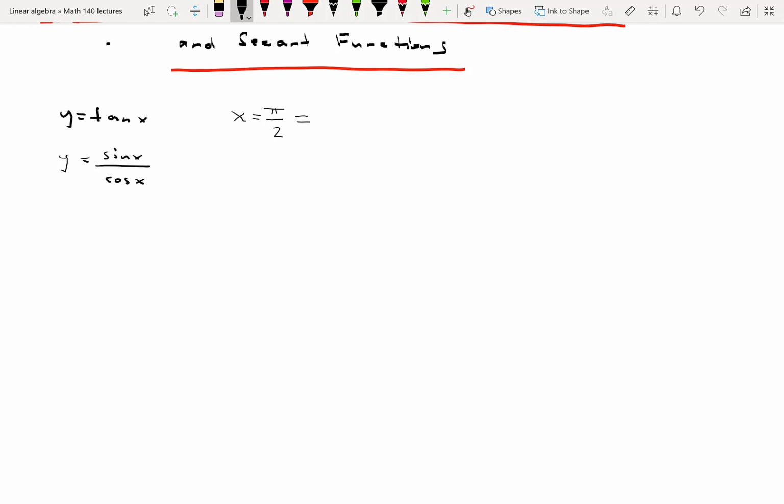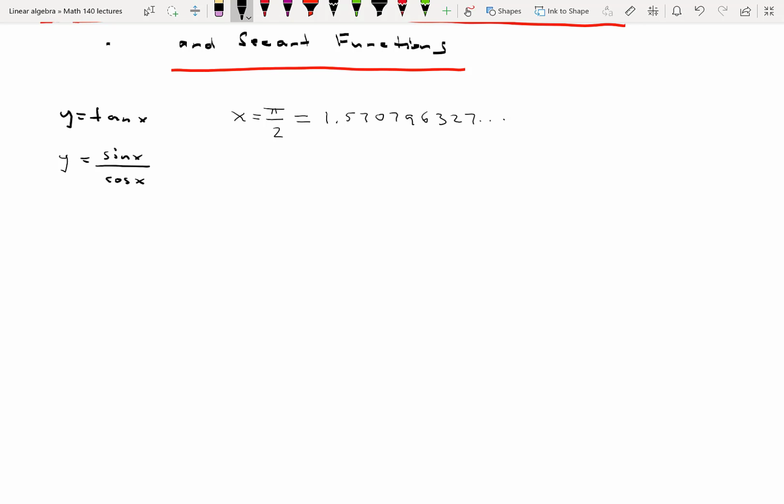Pi over 2, according to my graphing calculator, is equal to 1.570796327, and that's where the graphing calculator stopped. But this value goes on and on and on. This value is representative of an irrational number. Pi is an irrational number. You can't write it as a fraction. So half of pi is also an irrational number. So this is the decimal representation of pi over 2.